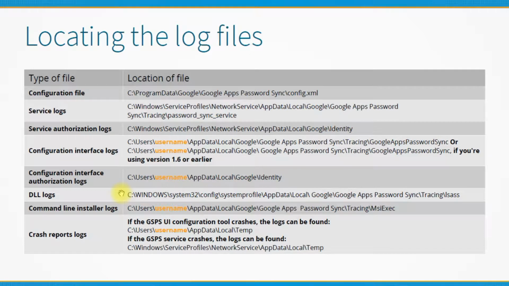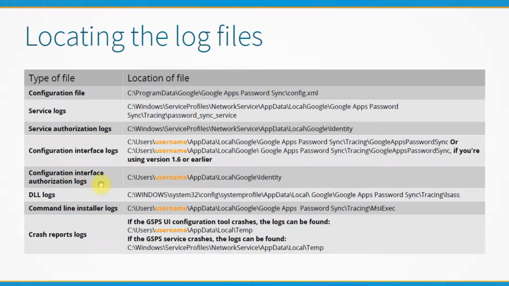The difference with the service authorization logs is, I believe, that the service authorization logs will be generated while the service is running, and while the service itself encounters an authorization error or issue while trying to update a password for a user. So after the configuration, if you get any authorization error, I think you should go to Windows Service Profiles, Network Service, AppData, Local, Google Identity to find what is going on and find the error number.